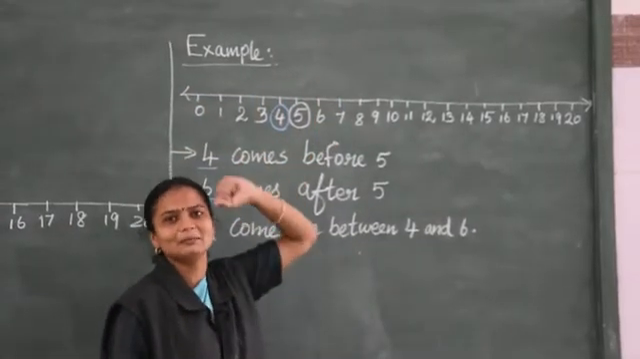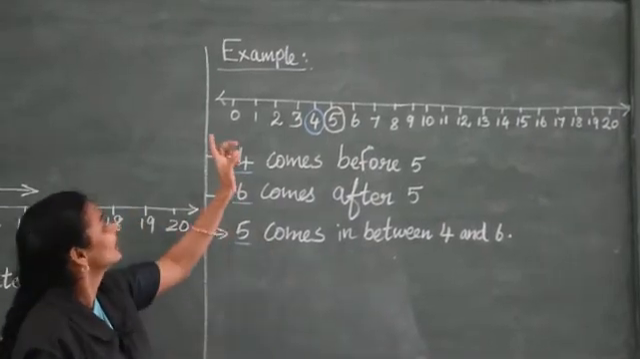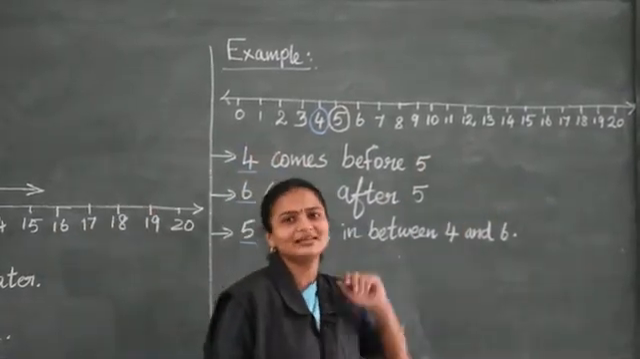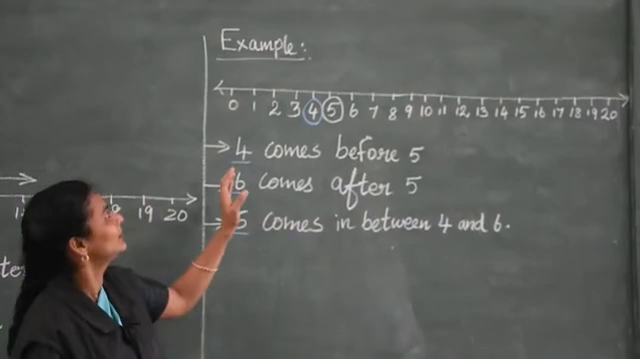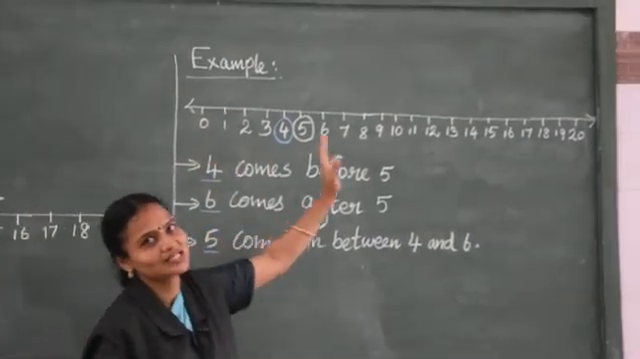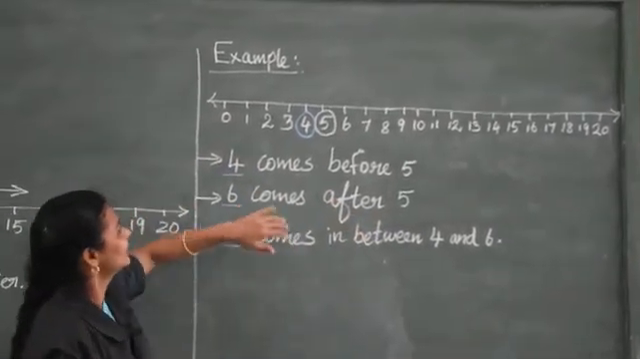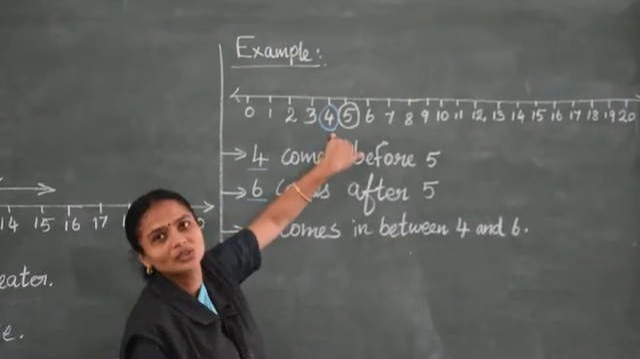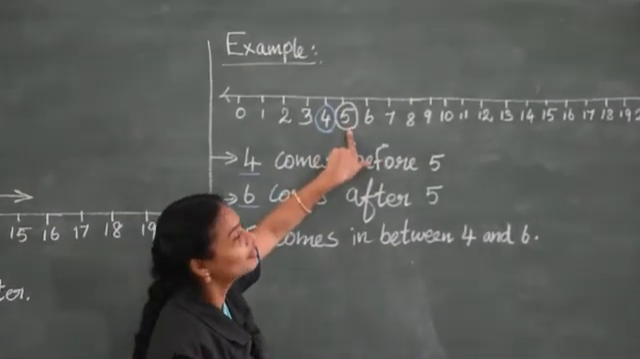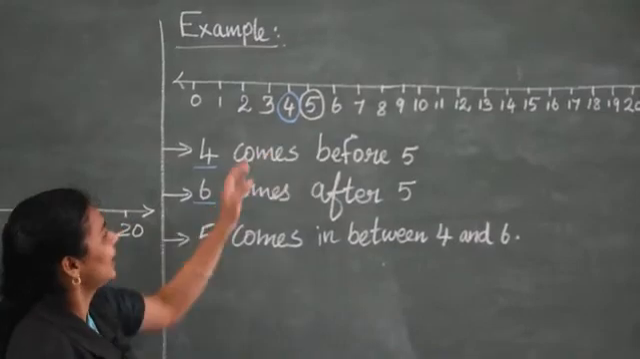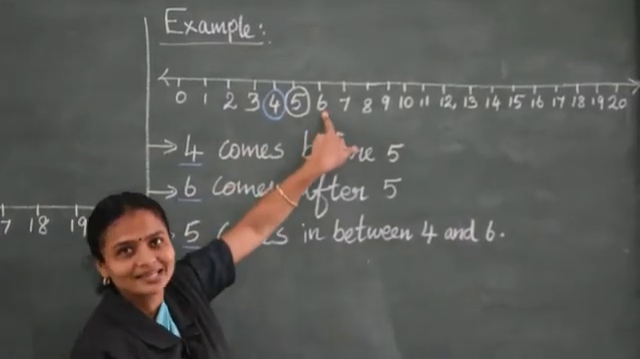Shall we see one example, children? Yes. Can you see the picture of a number line here? Yes. The number line starts from 0. And here, where is 4? This 4 comes before 5. And where is this 6?